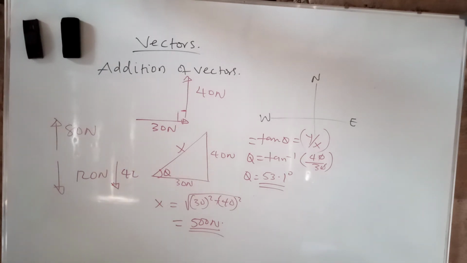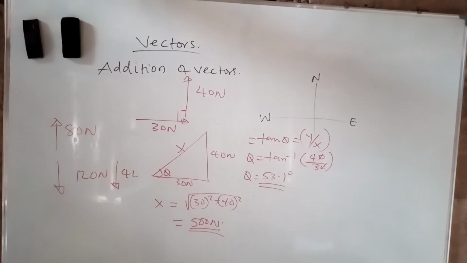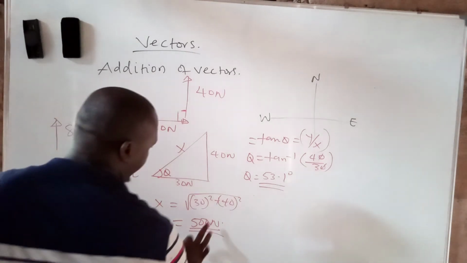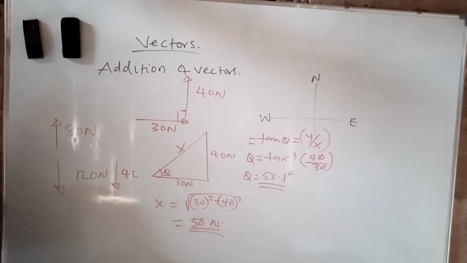Is there any question? Good. So the square root of 30 square plus 40 square is 50 Newton, not 500 Newton. Be very careful about that. Do not make that mistake like I just did. Now, under this, we'll still continue. Remember, whenever you have two vectors that are perpendicular to each other, you form a right angle triangle. That is it for this video.